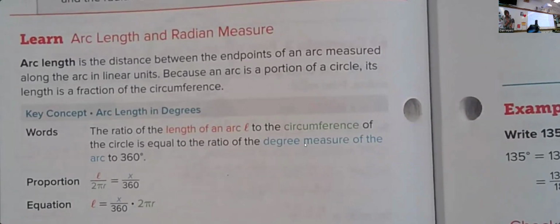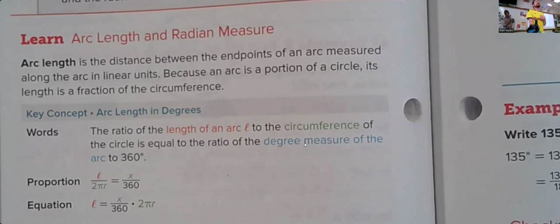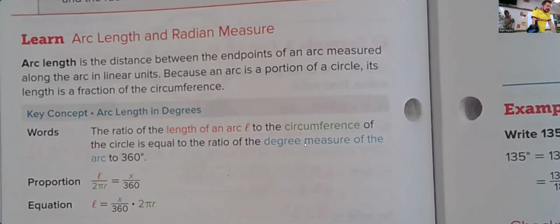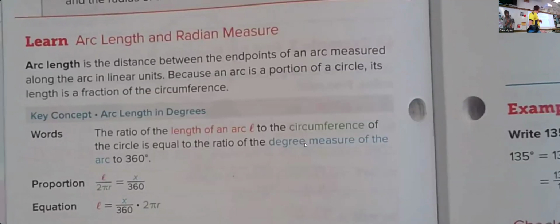Okay. All right. So let's get our books open, please. Books open to page 580. Abby, do you have your book? Page 580. So we're talking about arc length. How long is that section around the circle between the 2 points? And we're talking about radian measure as well.